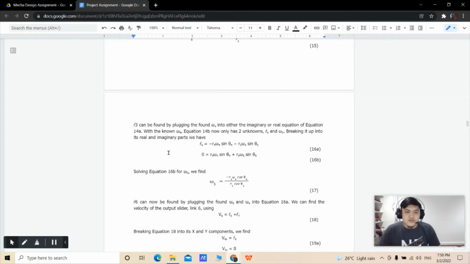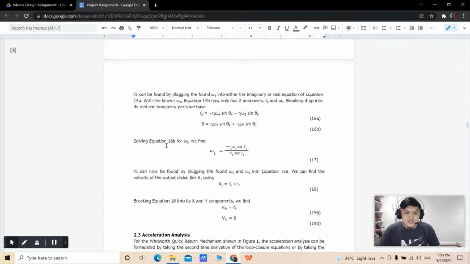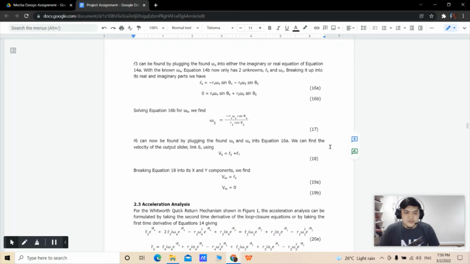R prime 3 can be found by plugging the found w4 above just now into either the imaginary or real equation for equation 14a. With the known w4, equation 14b will now only have two unknowns, r prime 6 and w5. Breaking up into its real and imaginary parts, we will have equations 16a and 16b here. Solving equation 16b for w5, we will get equation 17 here. R prime 6 can now be found by plugging the found w5 and w4 into equation 16a here.